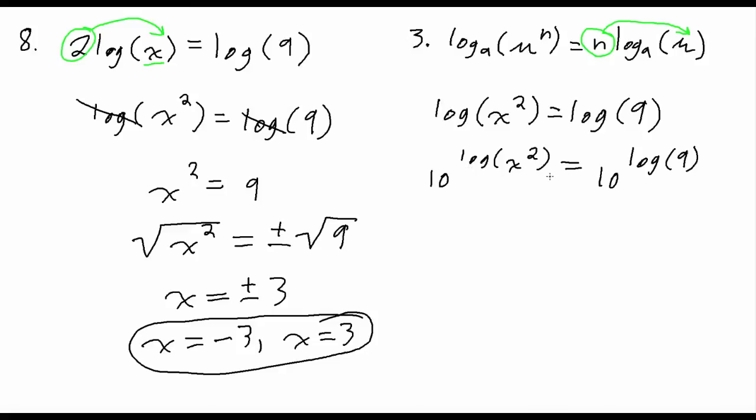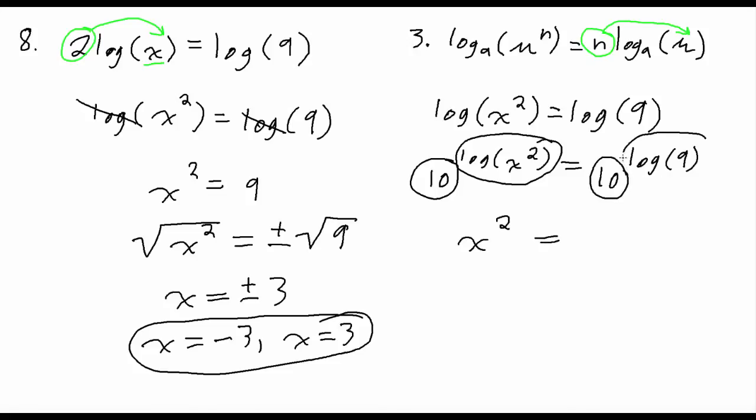So the log of x squared is just the exponent you have to raise 10 to get x squared. So if you raise 10 to the exponent you have to raise 10 to get x squared, you get x squared. And if you raise 10 to the exponent you have to raise 10 to get 9, you get 9. And then you move on to this stage to solve the rest of the problem.